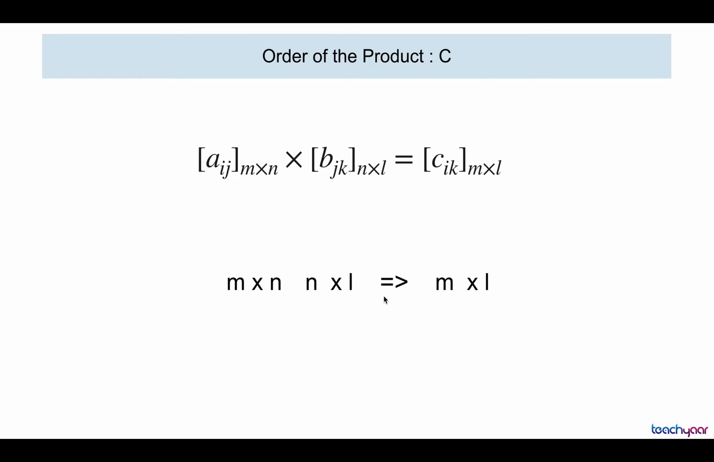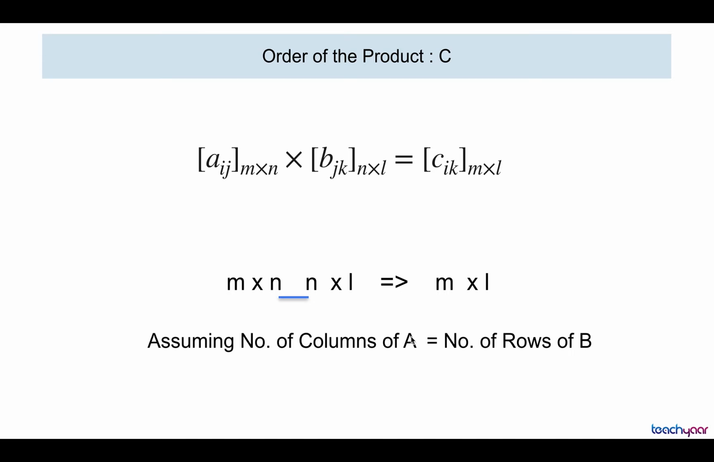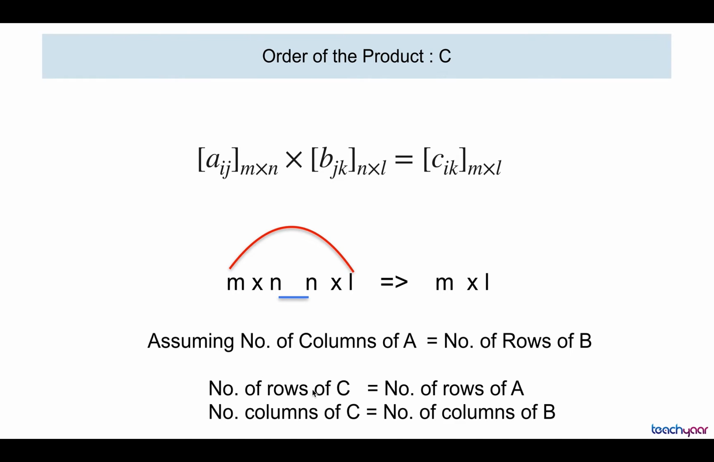So the first thing that's important is the number of columns of A is equal to the number of rows of B. And if that's not the case, matrix multiplication is not defined. But assuming that is the case, then the number of rows of C is equal to the number of rows of A, and the number of columns of C is equal to the number of columns of B. So the order of C is m cross L.